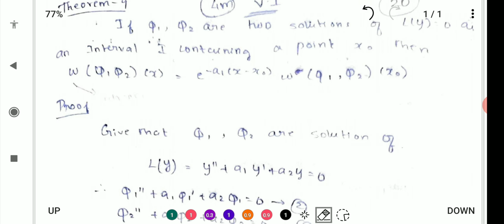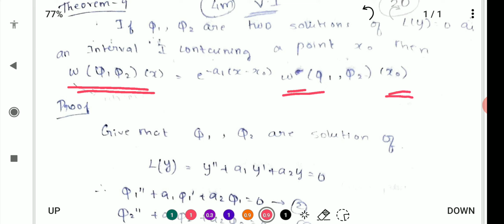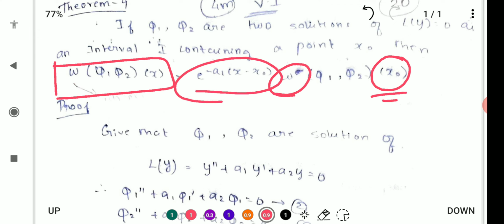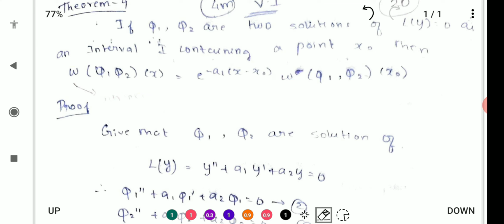The first step itself we have seen: w is equal to w of x naught into e power minus a1 into x minus x naught. So it is a very useful theorem, because sometimes we can't find this value directly. So instead of this, we can substitute a Wronskian point, and e power minus a1 into x minus x naught. Just like that, the problem will be solved very easily.